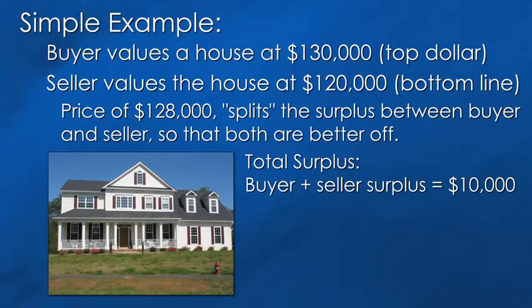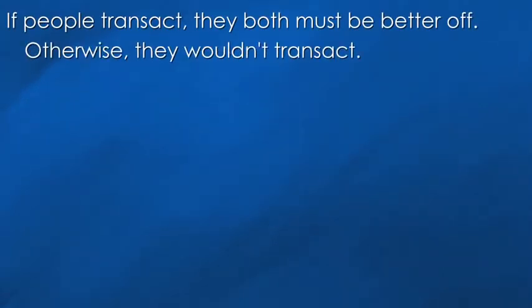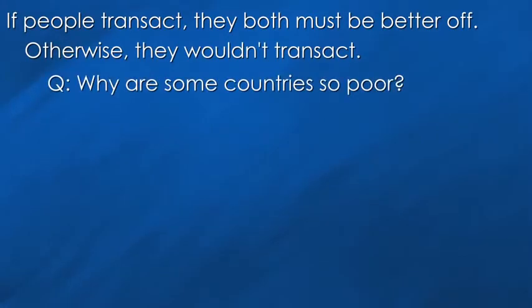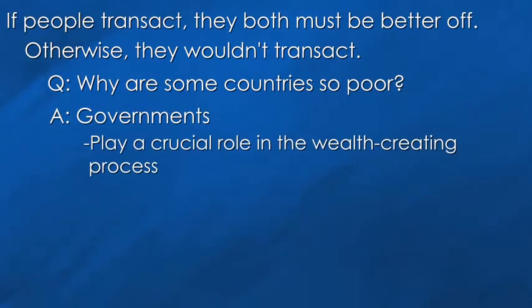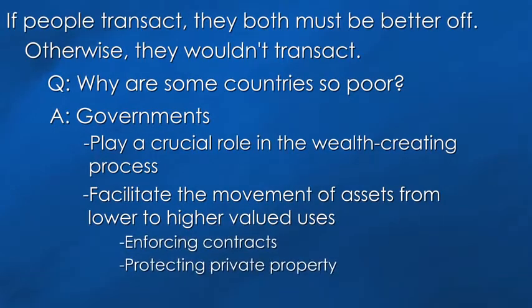You can think of almost any transaction in the economy, short of coercion or theft. It's almost a tautology to say that if people voluntarily transact, they both must be better off, otherwise they wouldn't transact. Which raises the obvious question, why are some countries so poor? Why are some countries so rich? And the reason is that governments play a crucial role in the wealth-creating process. They facilitate the movement of assets from lower to higher valued uses. And they do this by enforcing contracts and protecting private property.